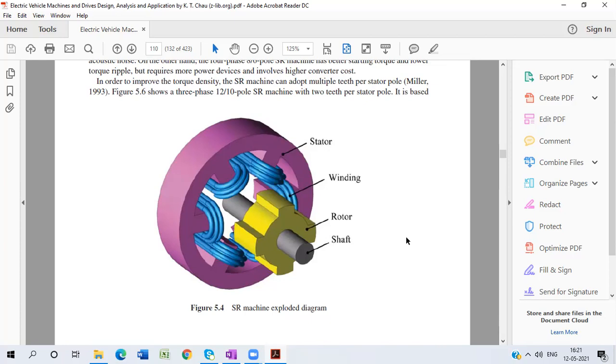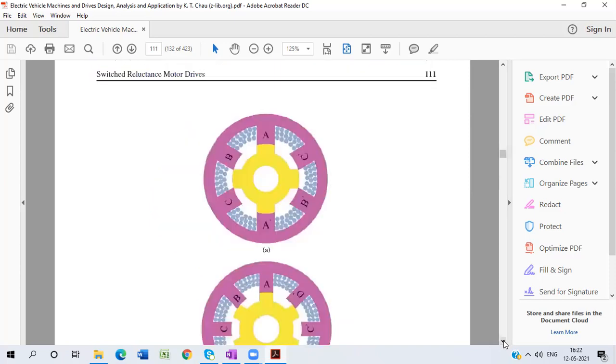Okay, and what about the rotor? Does the rotor have any winding? No. Does the rotor have permanent magnets? No. So the rotor is simply made from an iron core. It doesn't consist of any winding or permanent magnets. So you have to know the structures, and an MCQ may be asked on this.